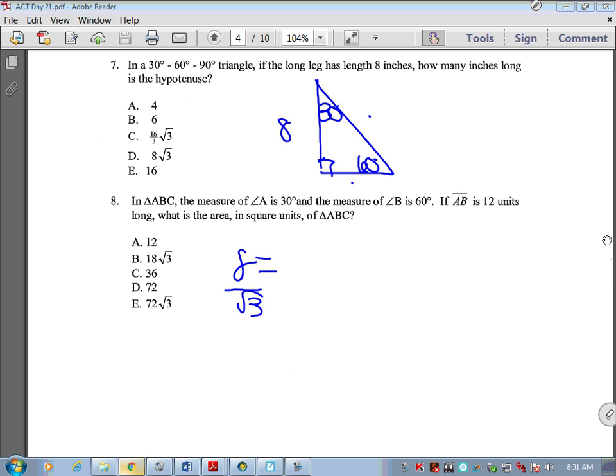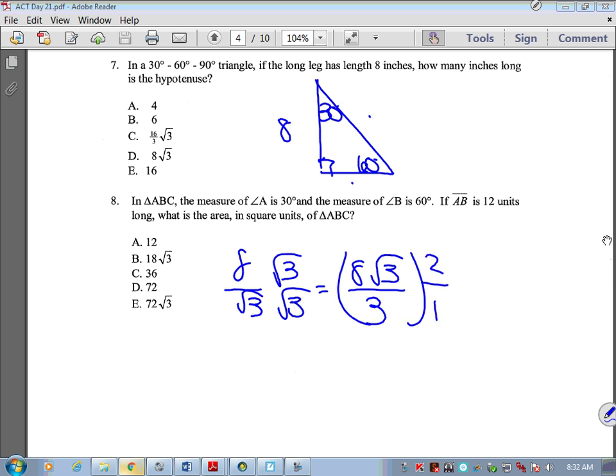And you have one of two options. You could multiply that by 2 over 1, right? That's going to give you 16 over radical 3. Or you could simplify the radical, rationalize the denominator, and then multiply by 2. Either way. Normally I'd rationalize the denominator, and then go ahead. So I'd have 8 radical 3 over 3 multiplied by 2 over 1. That's going to give me 16 thirds times radical 3, to get that longest side, or the hypotenuse.